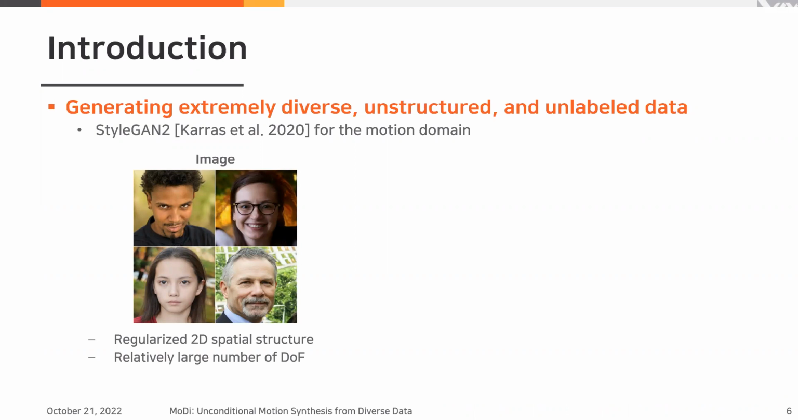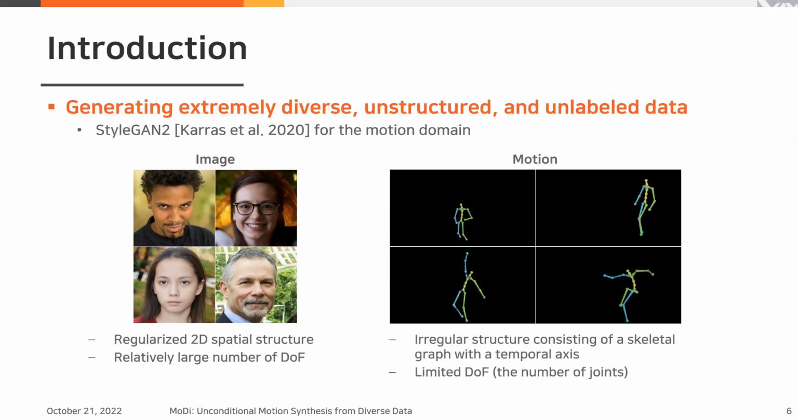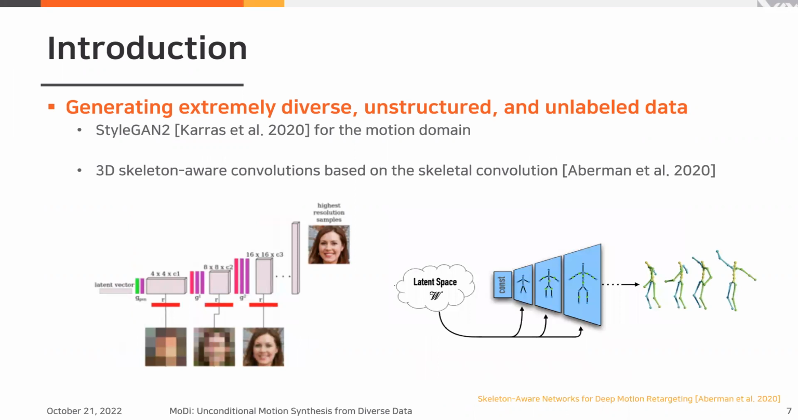The image possesses a regularized 2D spatial structure with a relatively large number of degrees of freedom, while the motion data is irregular, consisting of a skeletal graph with a temporal axis that has a smaller number of degrees of freedom. Therefore, they developed 3D skeleton-aware convolutions based on the skeletal convolution presented in Aberman 2020.